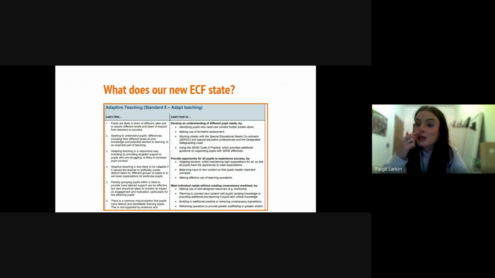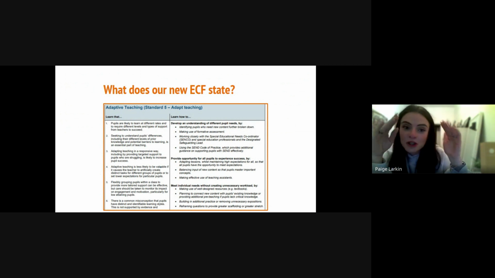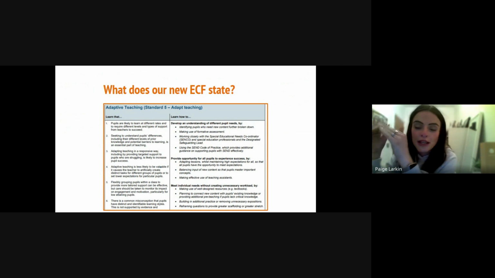Okay, they don't actually go with the term differentiation anymore, and they've gone with this term. I just put a screenshot on the screen here from the standards linked to the Early Careers Framework from the Department of Education. You can see all the things that as a teacher we should learn to do when it comes to adaptive teaching, and all the things that we should try and put into practice.